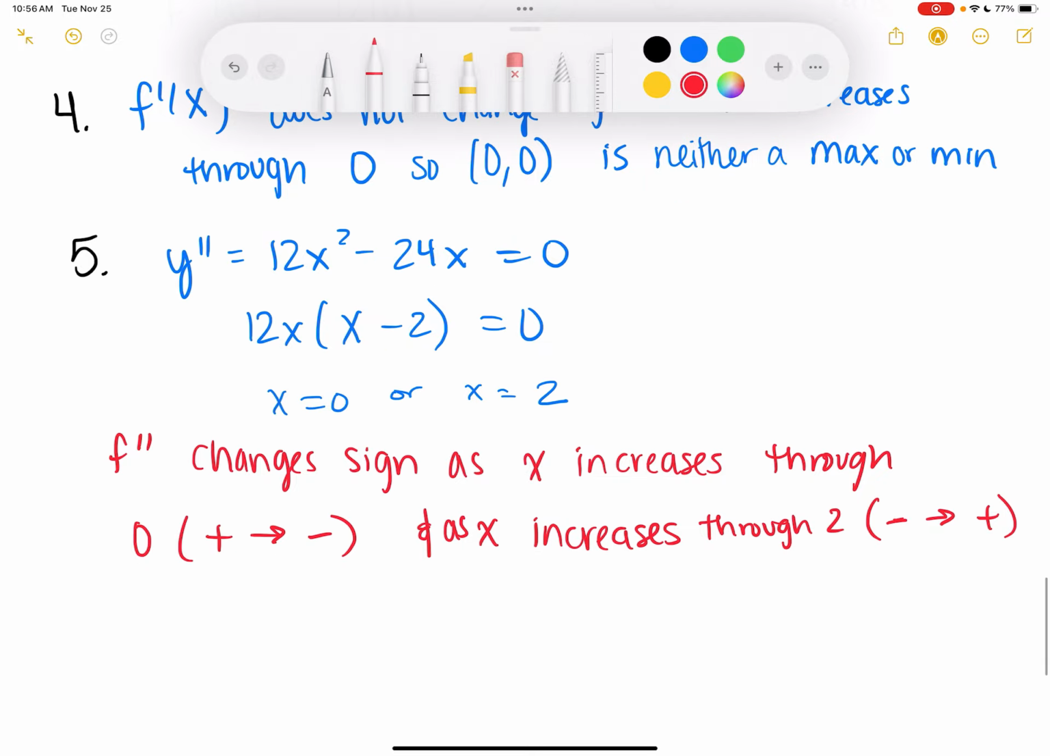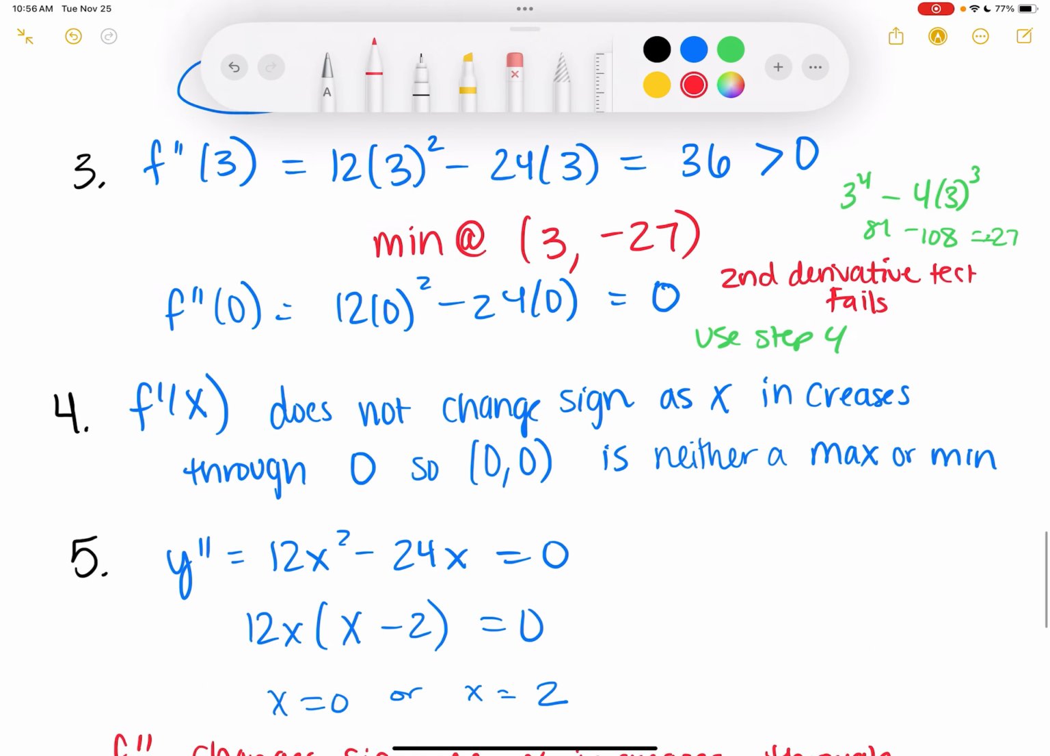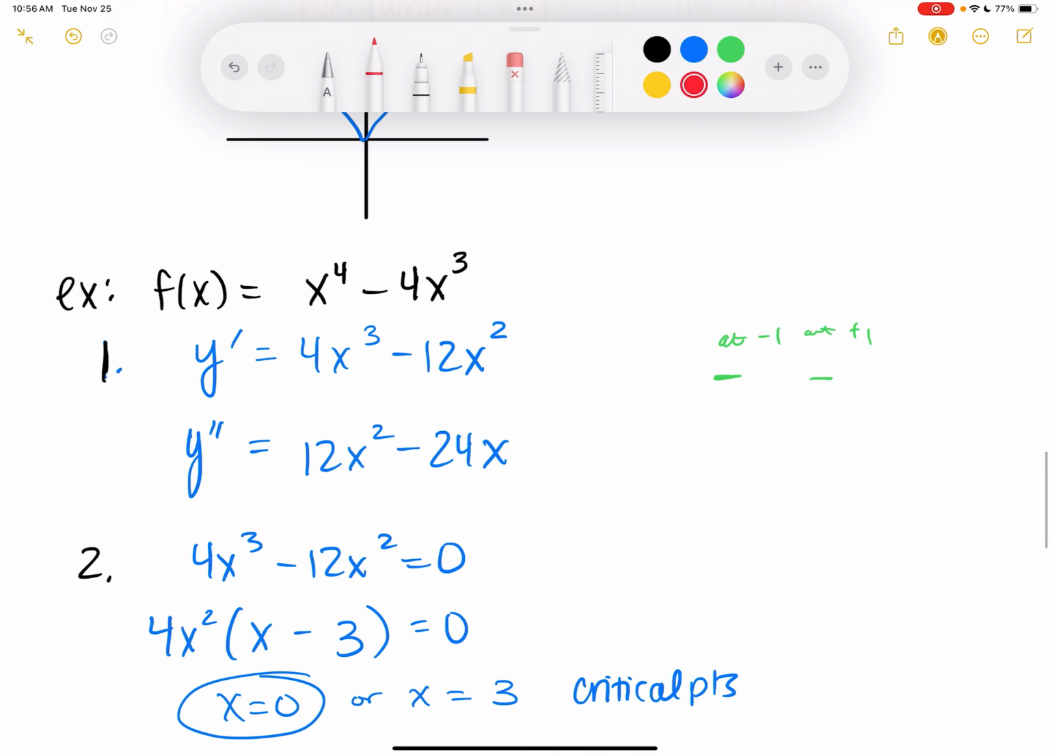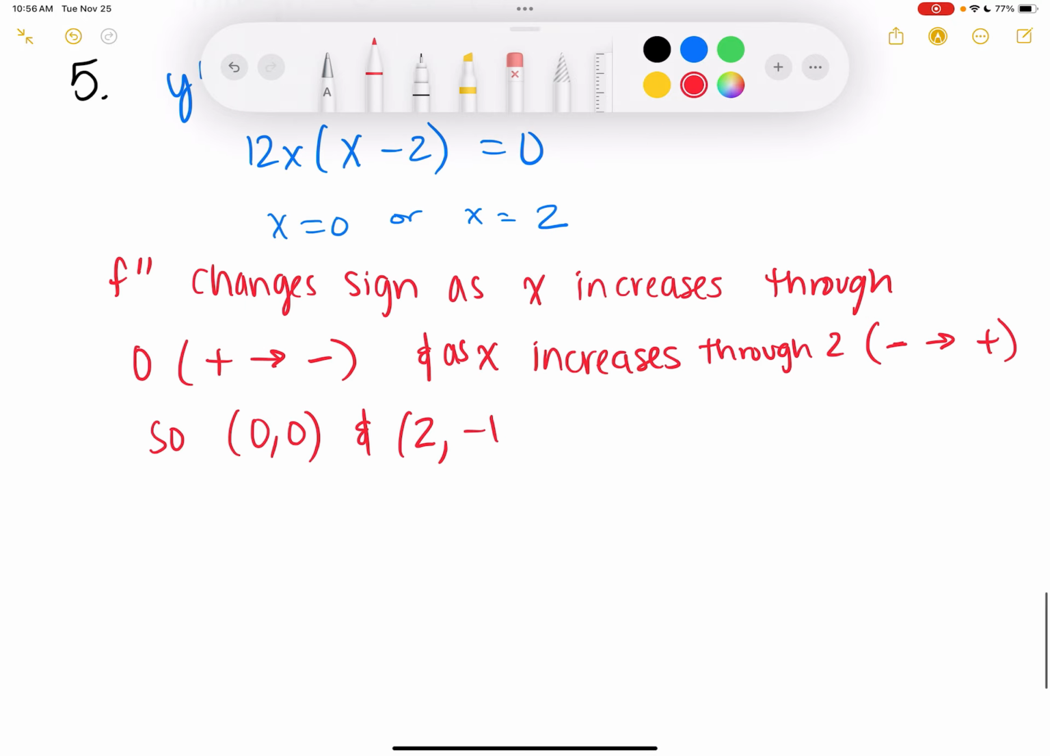So that means that the points 0, 0, and 2, I haven't found this one yet, so 2 into the original would be 2 to the 4th minus 4 times 2 cubed, 16 minus 8 and 4 is 32, so that's -16. So (2, -16) and (0, 0) are points of inflection. So in this case, both of them were points of inflection.